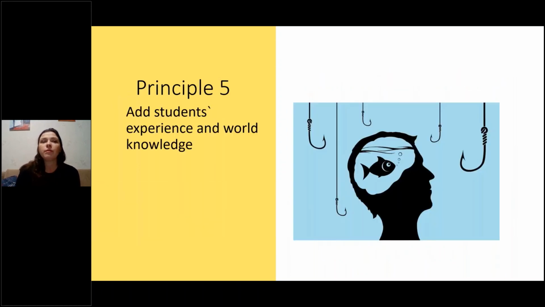So principle number 5, add students' experience and world knowledge. It's like here in the picture, it's a really great hook for students to remember what we have during the lesson. On the next lesson, all you need to do is just to remember this example about something. And students, oh yes, that's that very word.